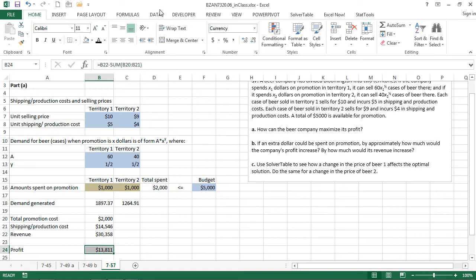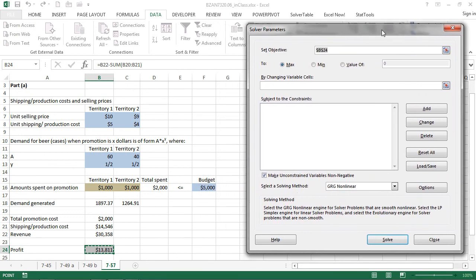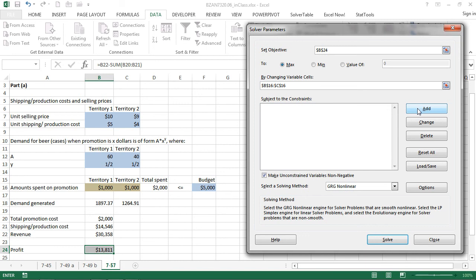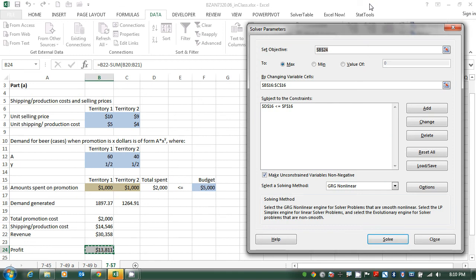All right, so now let's put together a solver model. Our solver model says I want to maximize profit. And I want to do it by changing the variable cells. Well, the variable cells are the amount that I spend on promotion. The constraints are that the total spent on promotion has to be less than or equal to the budgetary amount. Do I have any other constraints? Other than the non-negativity constraint?